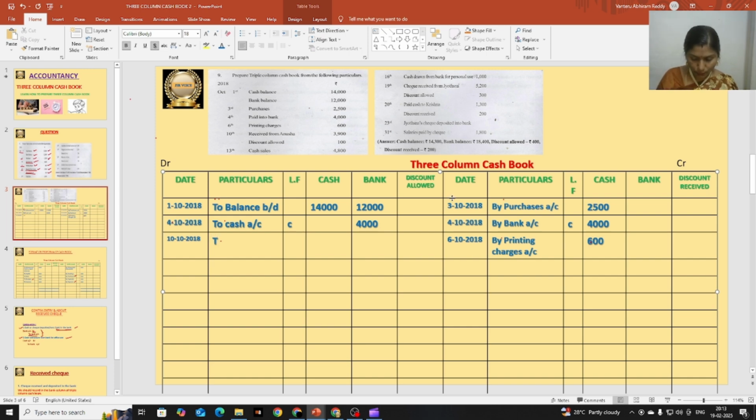So start with To, because we are posting on debit side. So we should record on debit side To first. Then we will write Anusha account. Where will we put the amount received from Anusha, 3900 rupees? We are receiving cash, so we will record in cash column 3900 rupees. And how much discount we are receiving? 100. We will put in discount column 100 rupees. Okay. Is it clear? So let us move to next one.